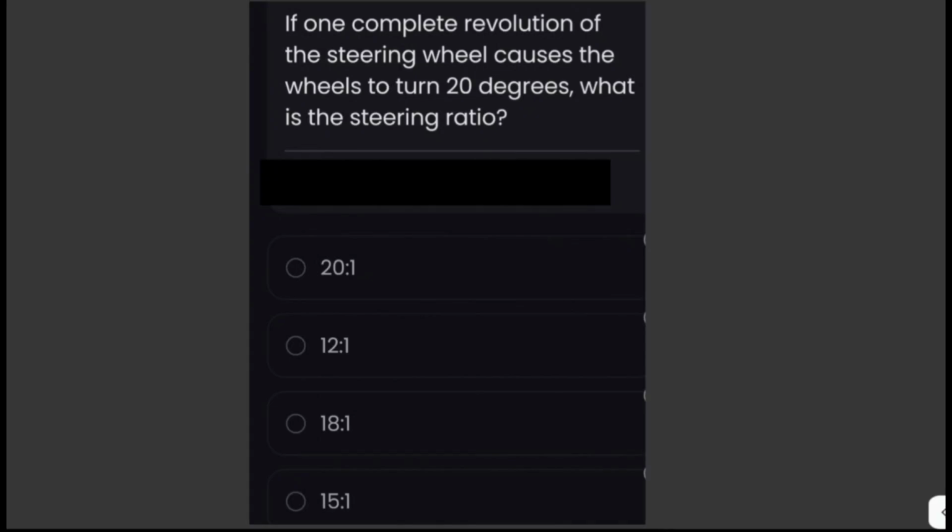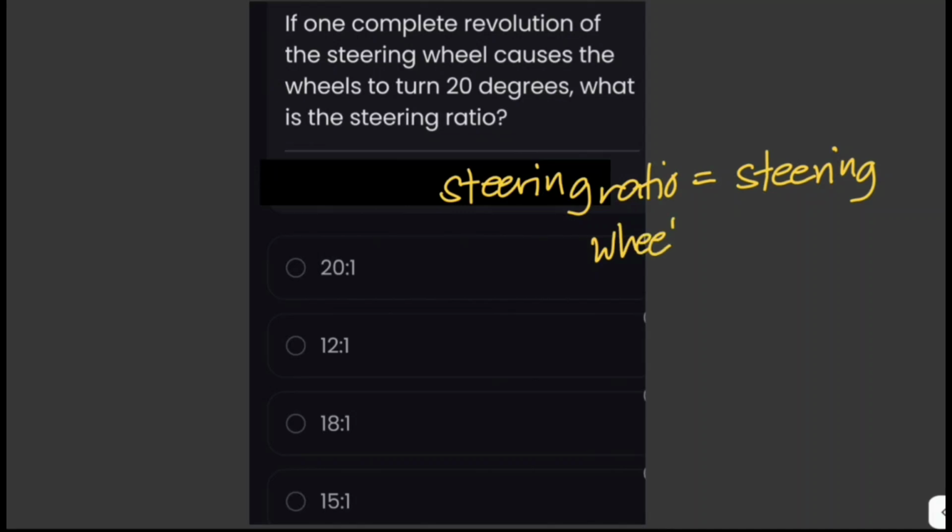If one complete revolution of the steering wheel causes the wheels to turn 20 degrees, what is the steering ratio? The steering ratio is just equivalent to the steering wheel rotation over the wheel rotation.